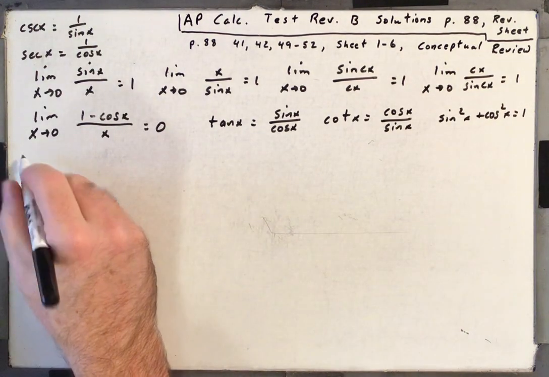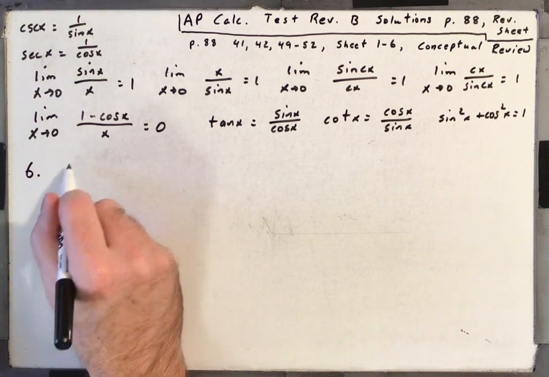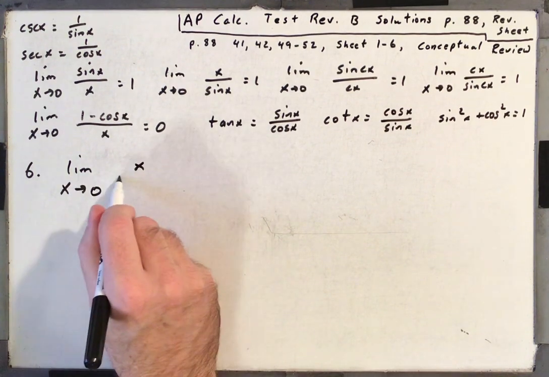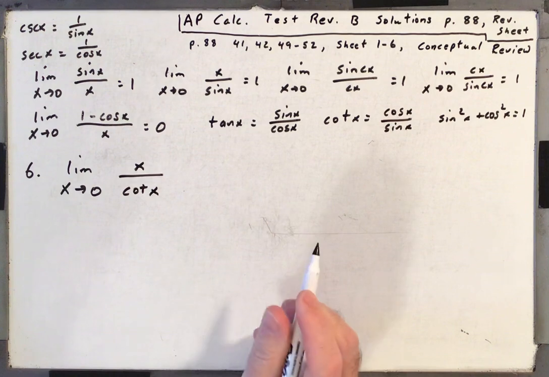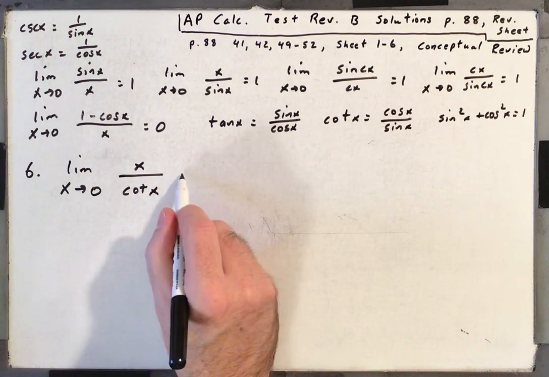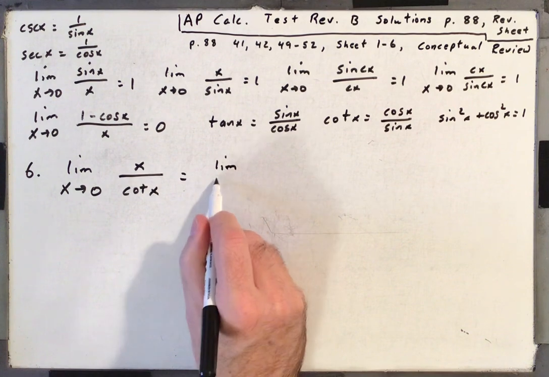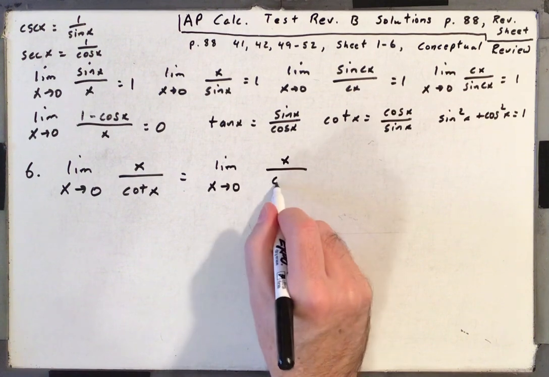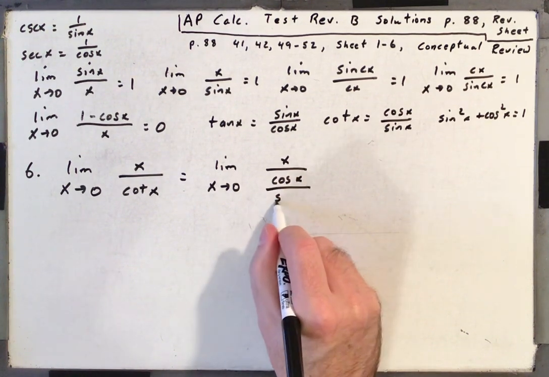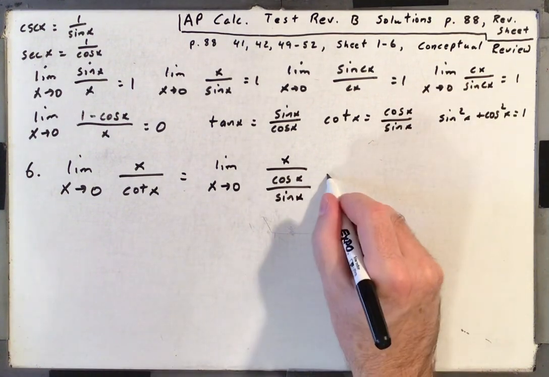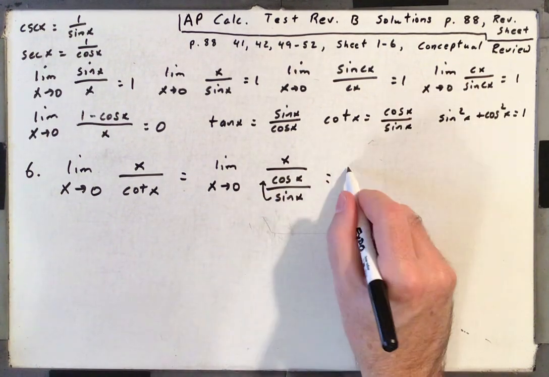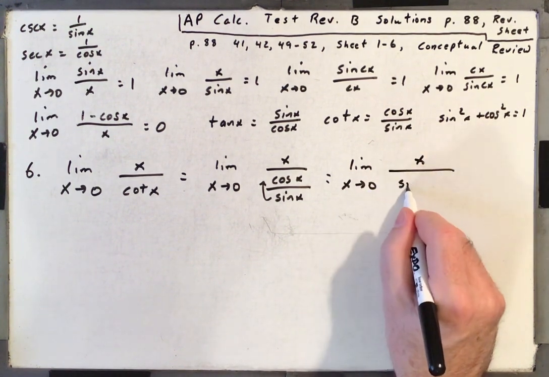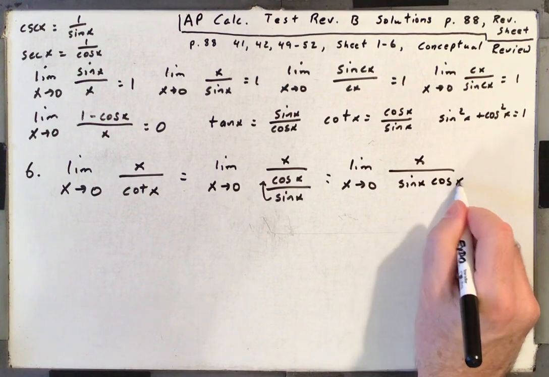Okay, and then number 6. We want to take the limit as x approaches 0 of x over cotangent x. Okay, I would like to change that cotangent into cosine over sine, right? So that's x over cosine x over sine x. And now we can move that sine x up a level, right? So that's the limit as x approaches 0 of x over sine x cosine x.